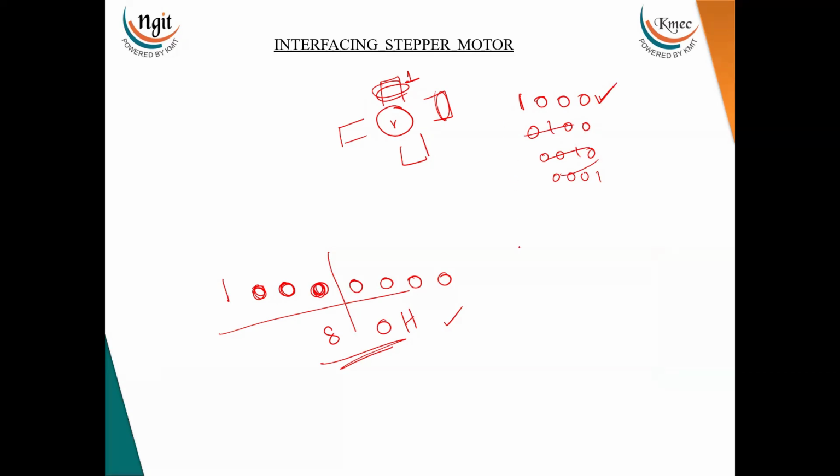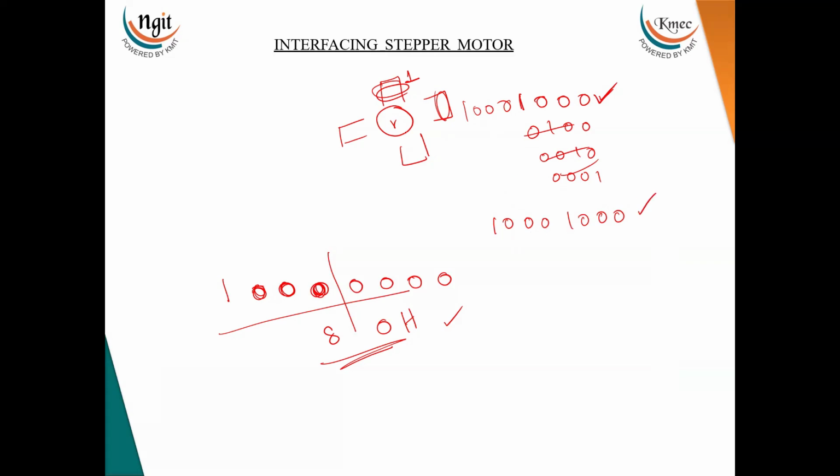But in a microprocessor, to send the data, you can't give only 4 bits. So you have to give 8-bit data. For that, I'm duplicating the same data. Now this is my data, which I'm applying to these poles. To excite these poles, I'm giving this data.